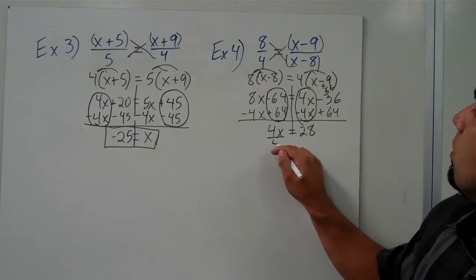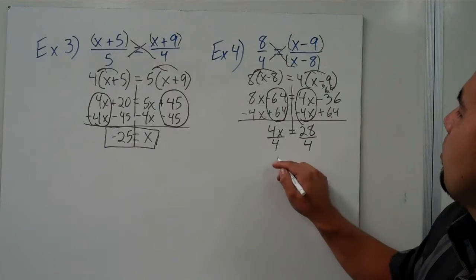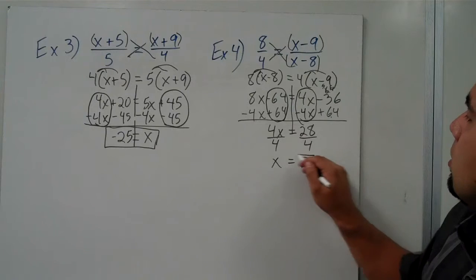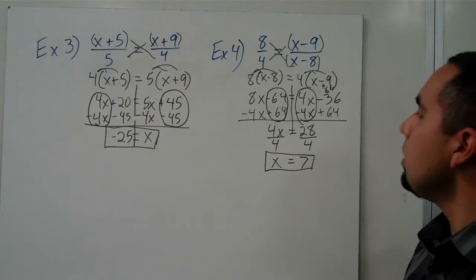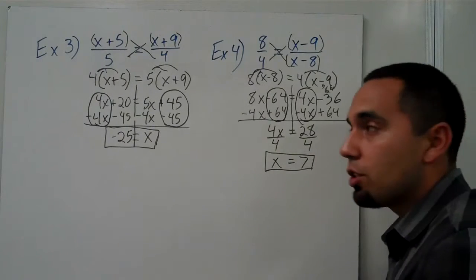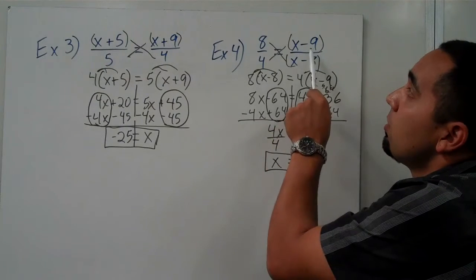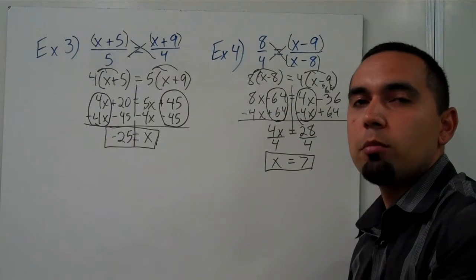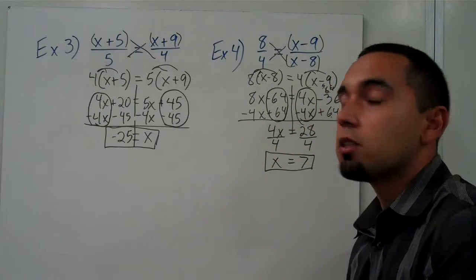And if we divide by 4, we get our last step. x equals, and again, we get 7. Interesting. Some of them we get whole numbers, some of them we're going to get fractions, but as long as you have 2 terms, it's pretty simple. The steps are pretty much the same. It just depends on how complicated the problem is.